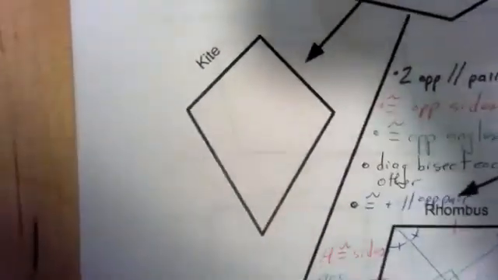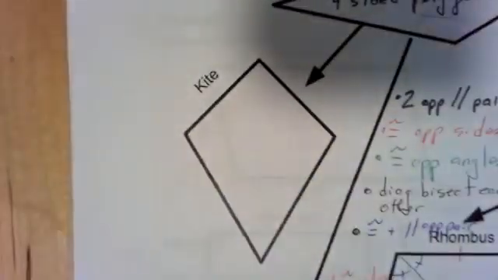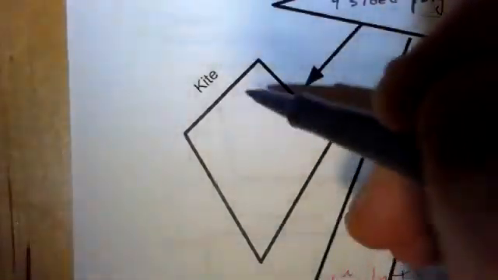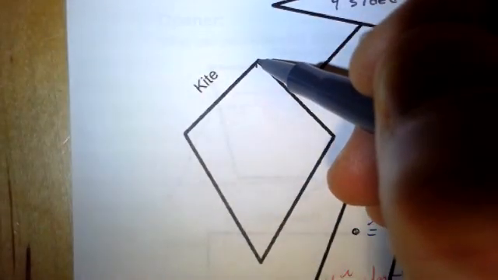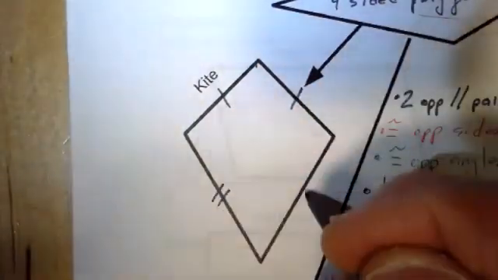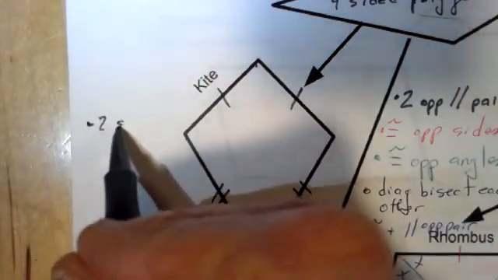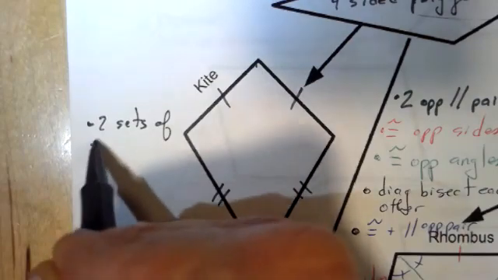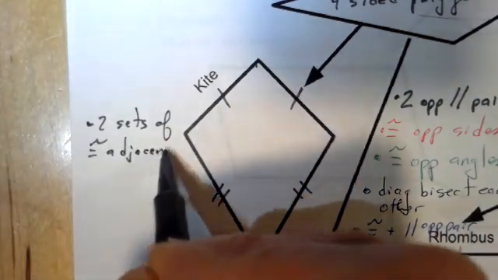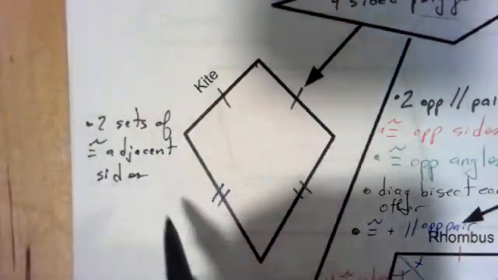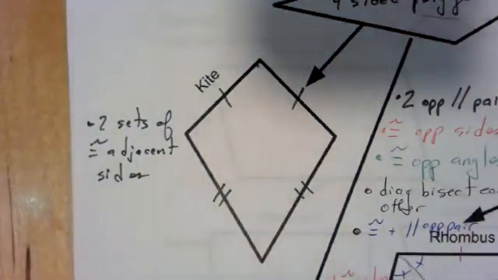All right, let's flip on over and fill out our ways to prove for kites, trapezoids, and isosceles trapezoids. Let's start with a kite. All right, now a kite, like we said earlier, is going to have two sets of congruent adjacent sides. Okay. Now, what else is a kite going to have?